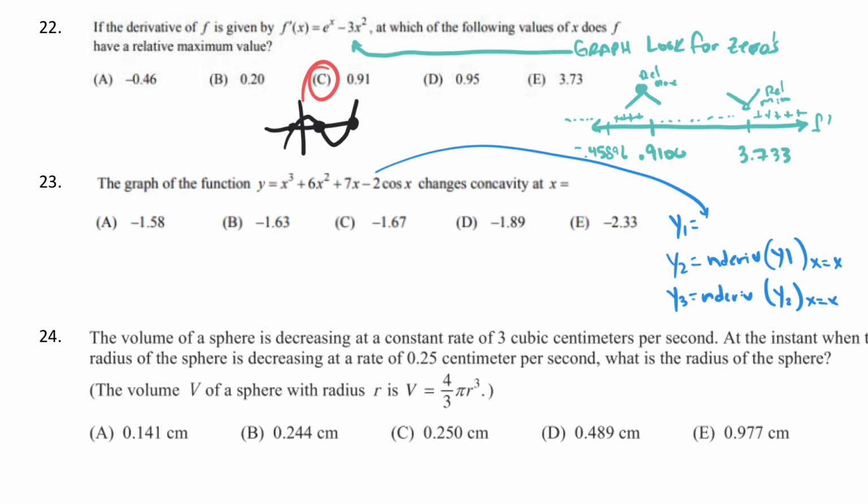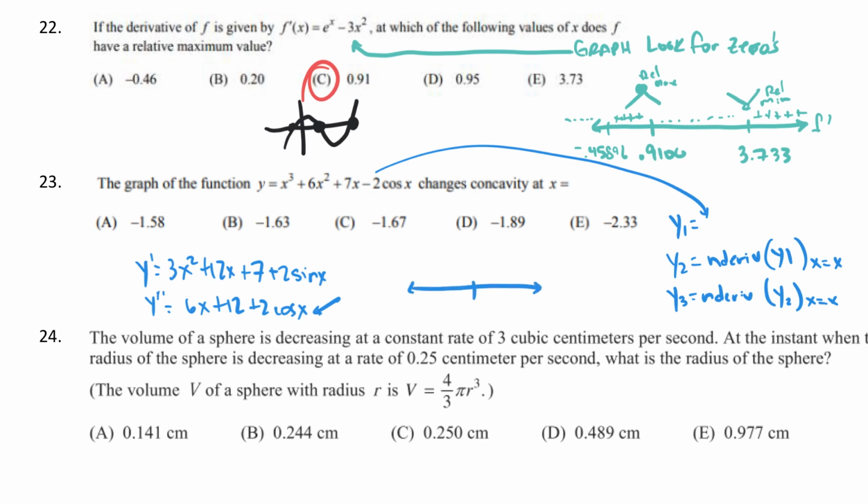But again, if you chose to do this by hand, take the first derivative, that would be 3x squared plus 12x plus 7 minus 2. The derivative of cosine is negative sine, so plus 2 sine x. And then you would do this again, y double prime equals 6x plus 12, plus 2 cosine x. Plug this into your calculator and see where it crosses 0.